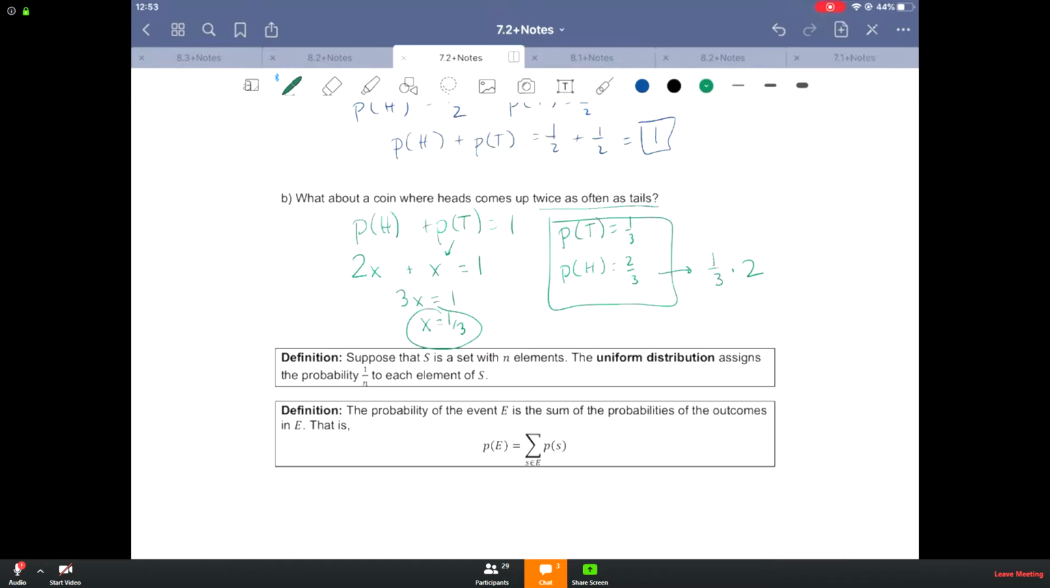Okay, the probability, and then the second thing, the probability of the event E is the sum of the probabilities of the outcomes in E. Okay, and we'll see an example of that right now.